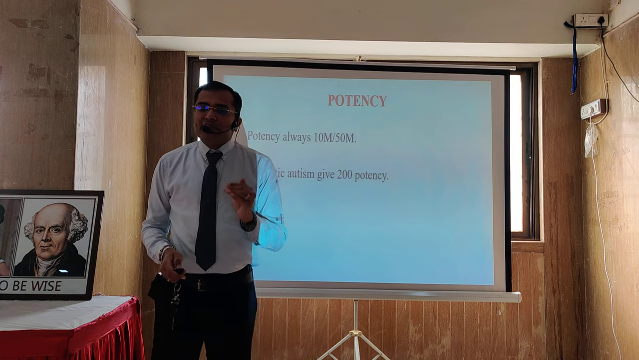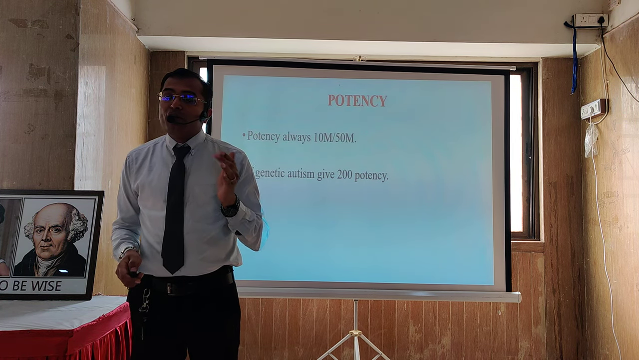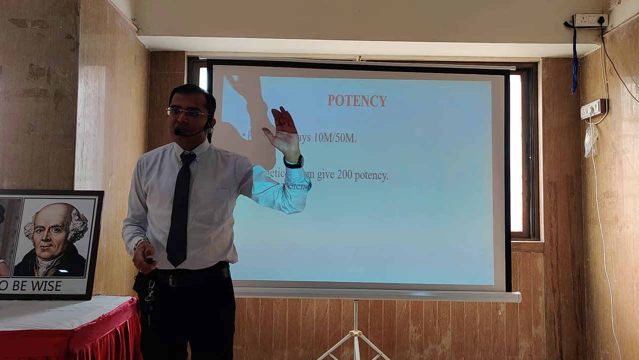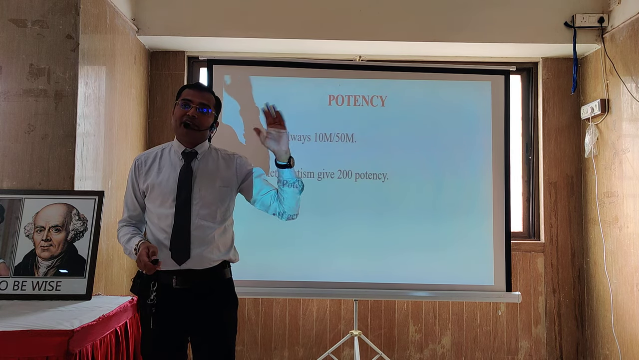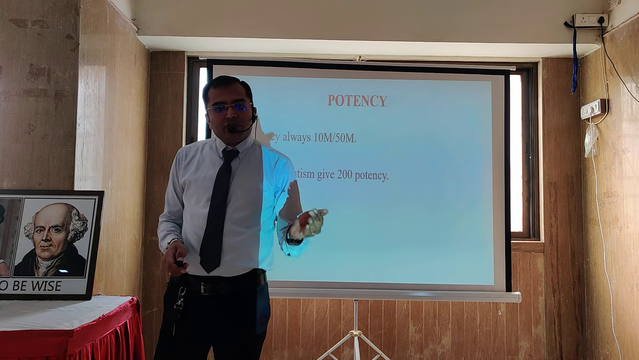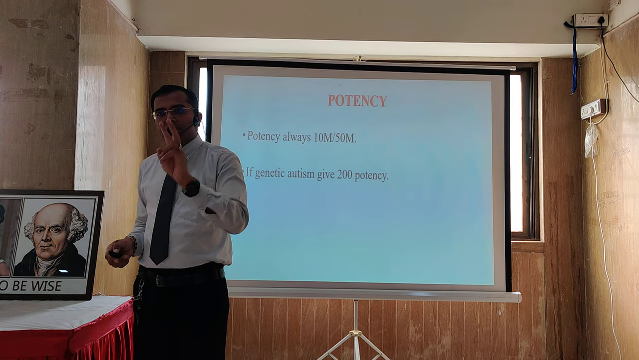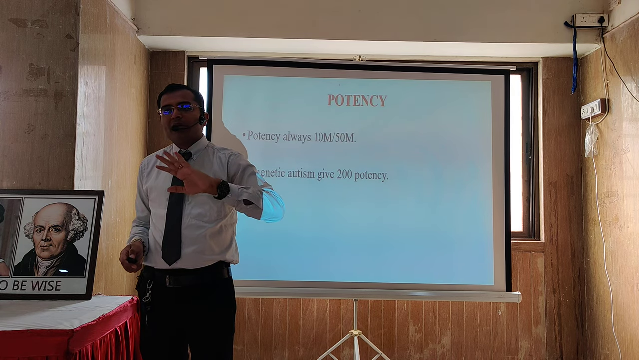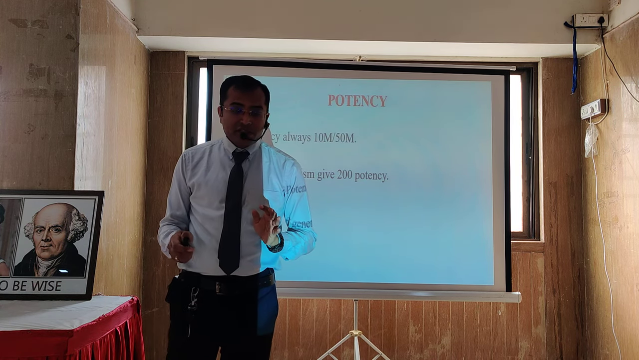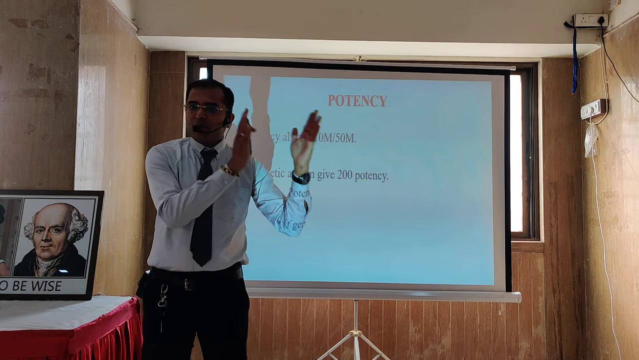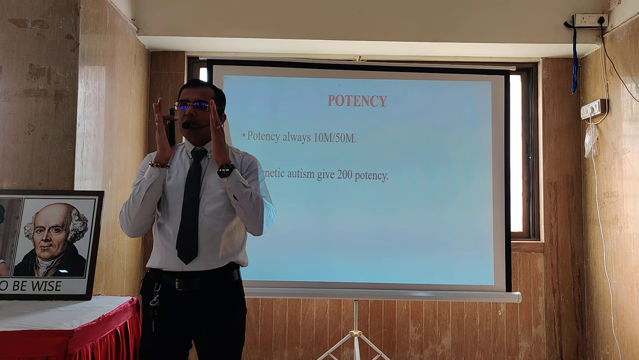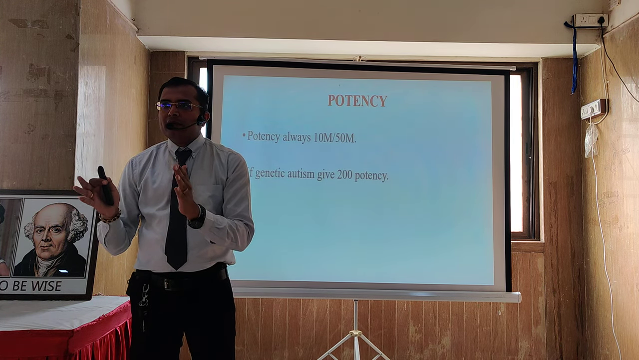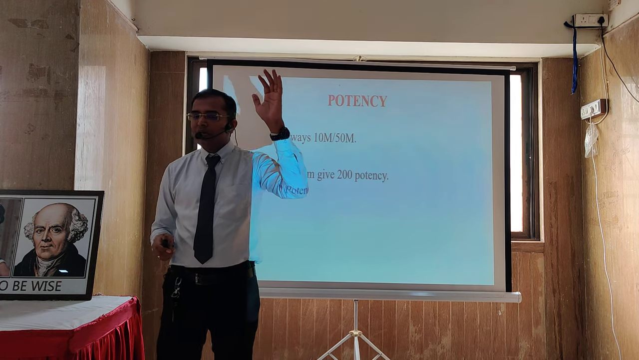Sir always says the potency should be advised. The potency should be 10M or 50M if it is after the birth. And if it is genetic, genetic meaning from birth, sir mostly prescribes 200. These are the two variants. Either you can prescribe 10M or 50M, or sometimes you can prescribe 200. You can start with this. So this is the approach, what the homeopath does, what to treat, what the follow-up is and the potency. I think all of you got this. Okay. Yes.